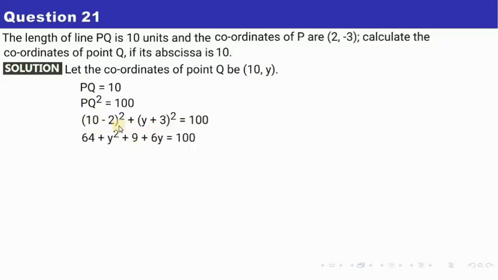So open up the bracket. 10 minus 2 is 8, so 8 square is 64, and we have y plus 3 whole square, which is the a plus b whole square form, right? So put the formula. You will get y square plus 9 plus 6y equals 100.